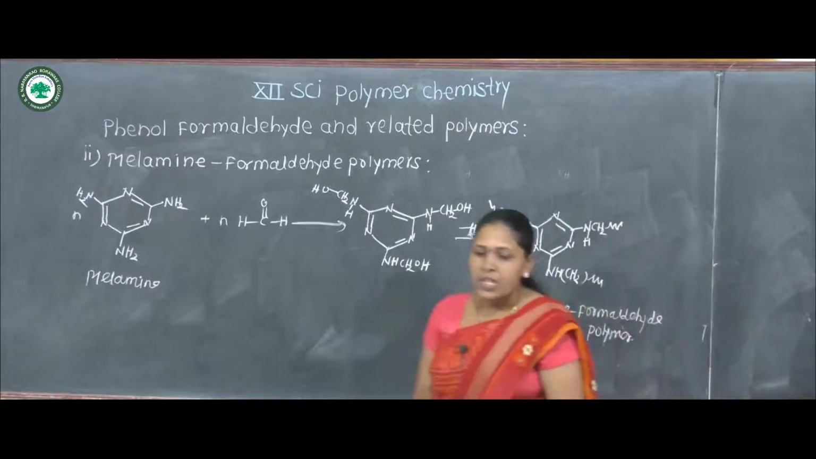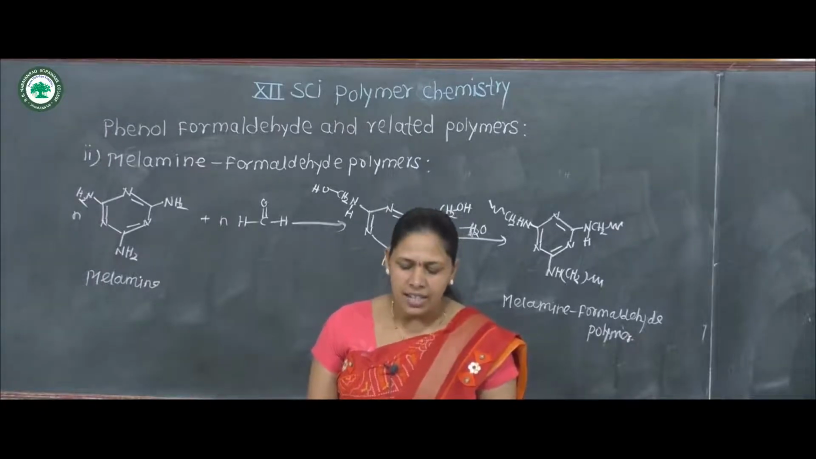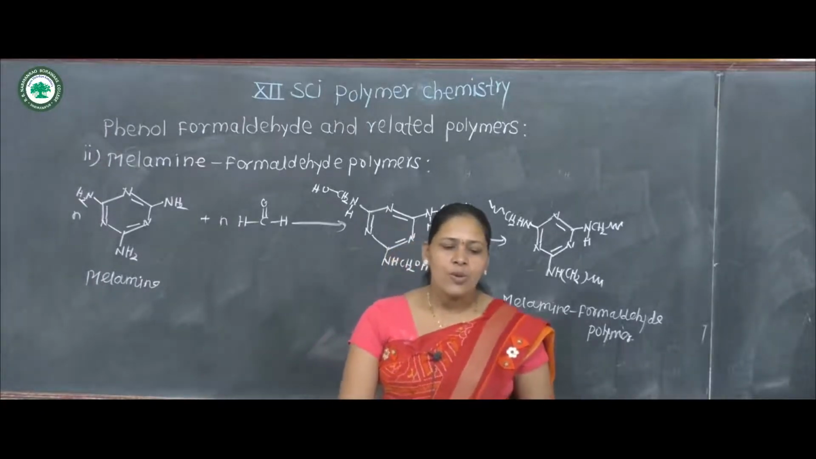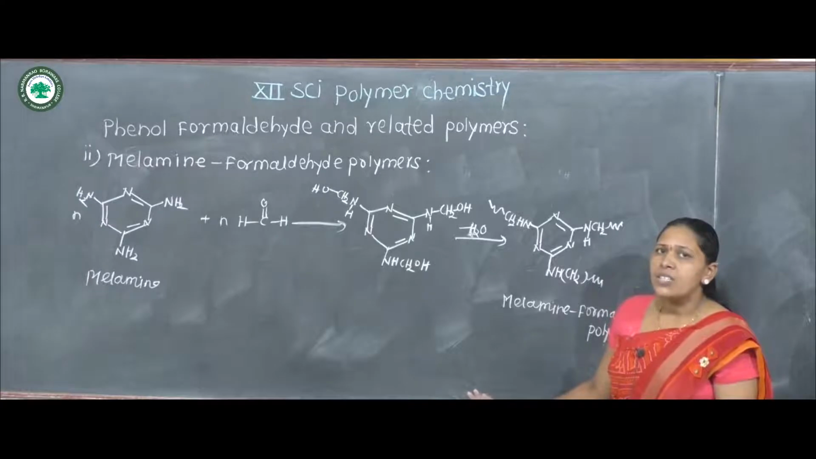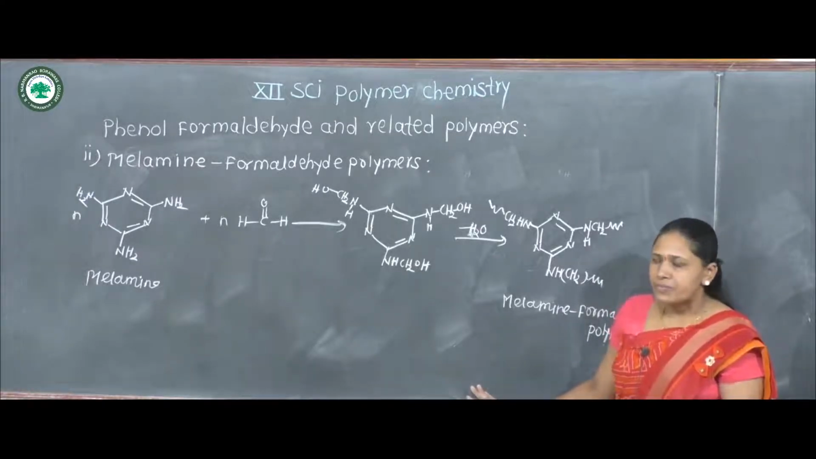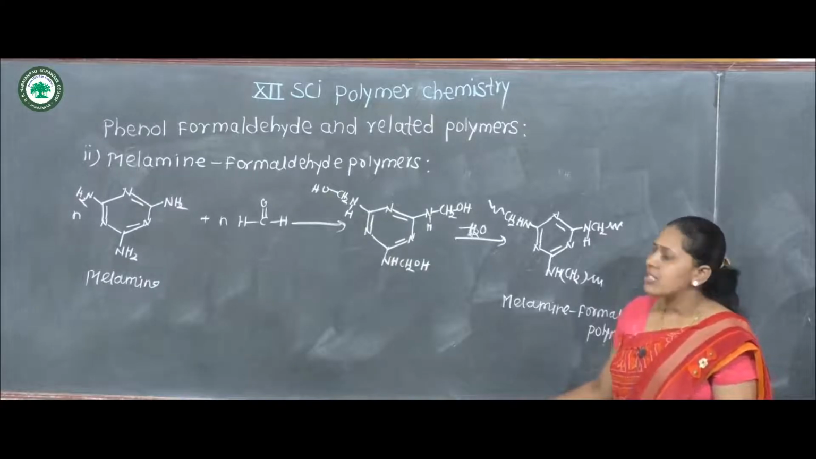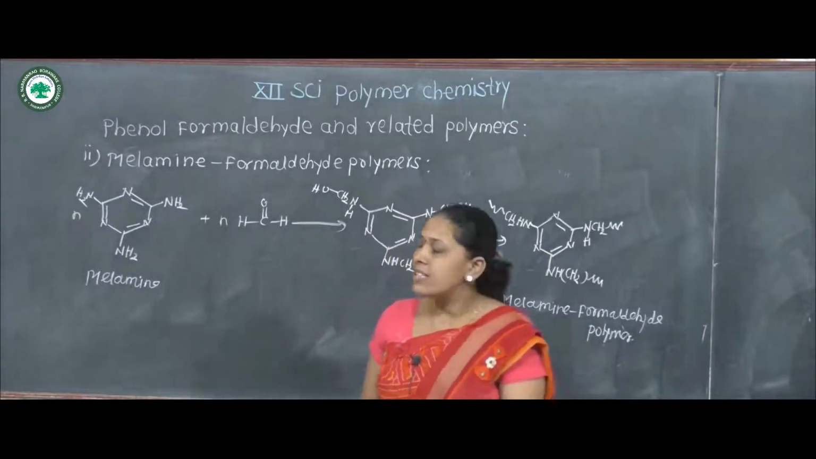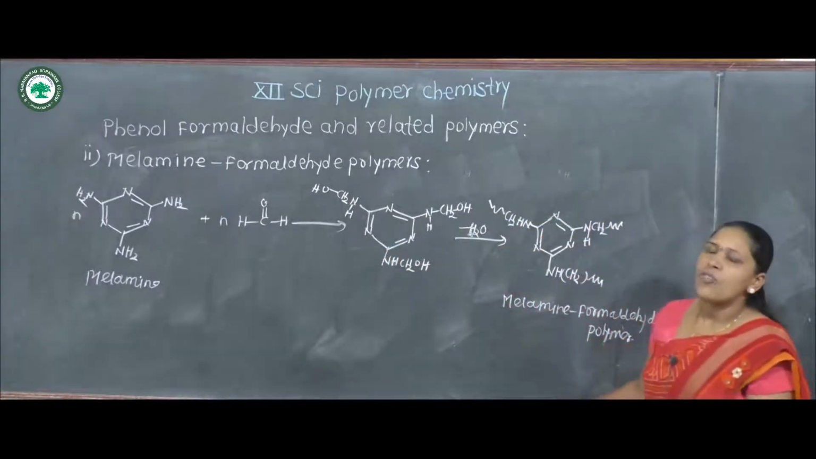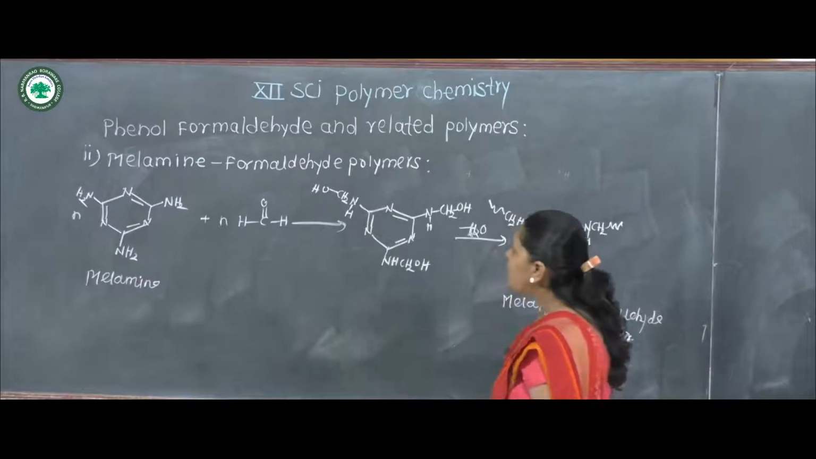It is also a thermosetting polymer. It is resistant to chemicals, resistant to heat and resistant to moisture. Therefore, this polymer is used in making plastic kitchenware and tabletops like Plastica and Formica. Such household materials can be prepared by using melamine formaldehyde polymer. These are the two types of phenol formaldehyde polymers. First one is bakelite and second is melamine formaldehyde polymer.